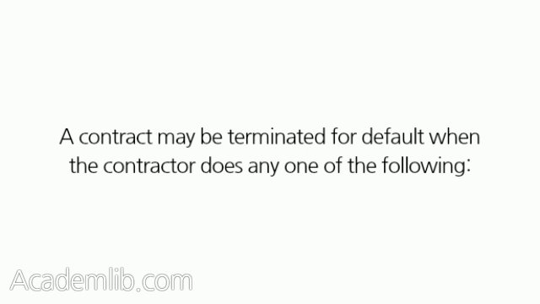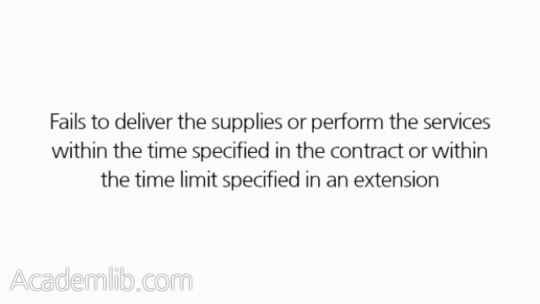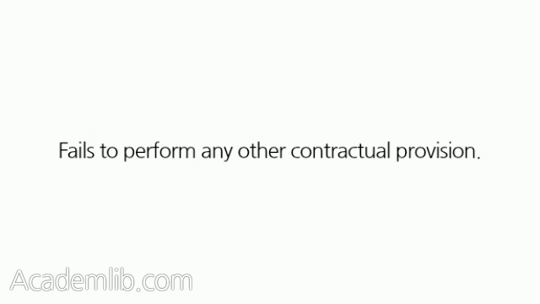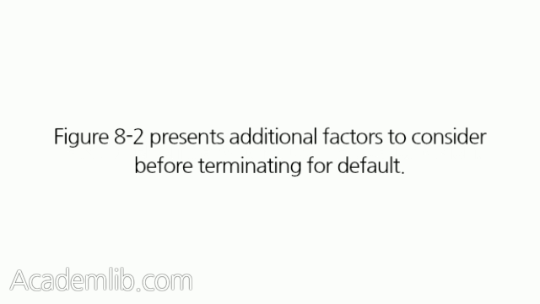A contract may be terminated for default when the contractor does any one of the following: fails to deliver the supplies or perform the services within the time specified in the contract or within the time limit specified in an extension; fails to make progress, so as to endanger performance of the contract; or fails to perform any other contractual provision. Figure 8.2 presents additional factors to consider before terminating for default.